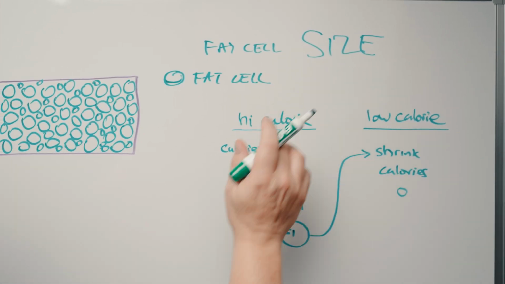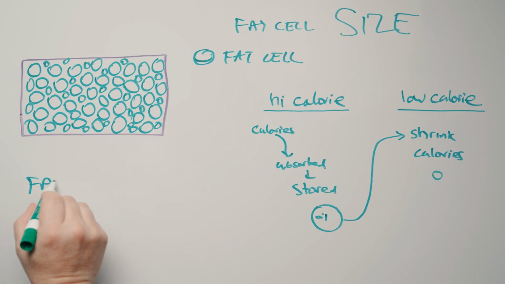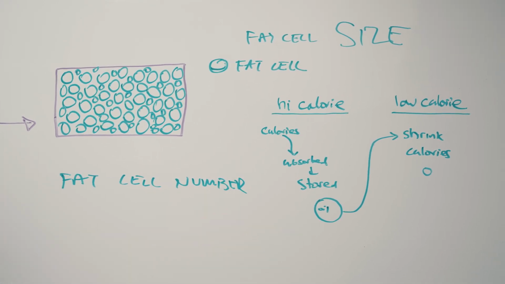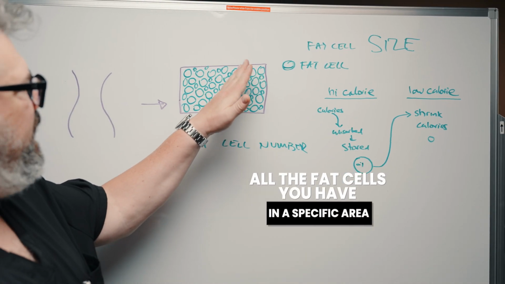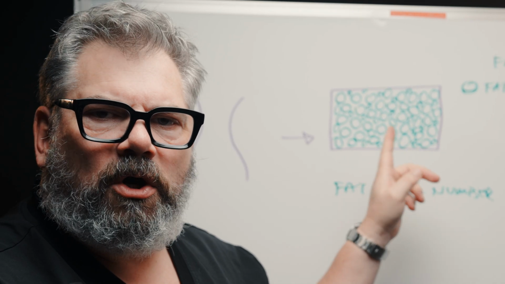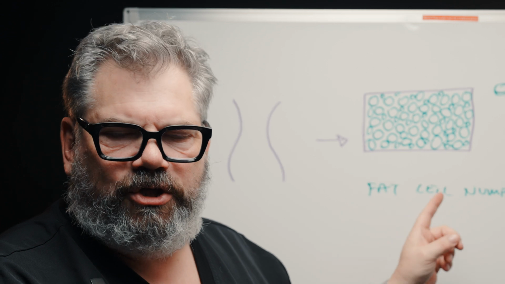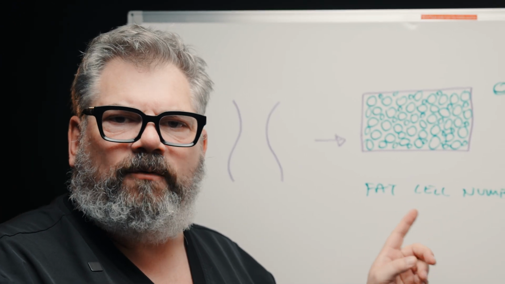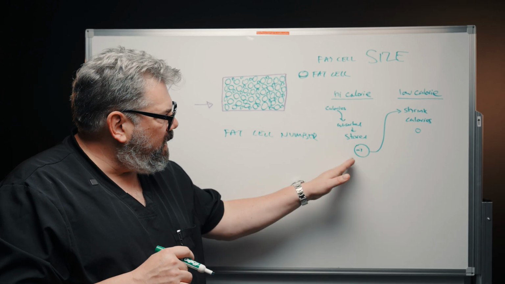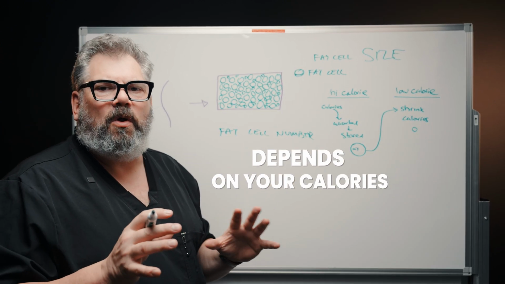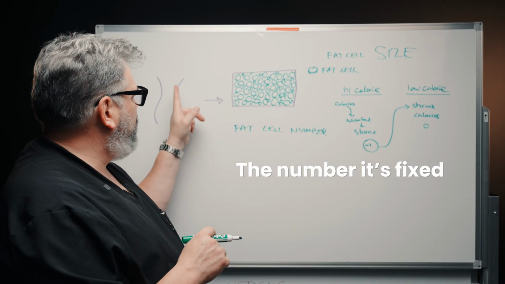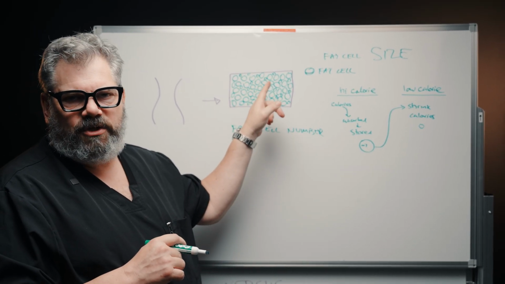That's different than fat cell number. Fat cell number is simply the number of fat cells that you have in there. Those are predetermined by birth, by your genes, as to how many fat cells you're going to have and where you're going to have them. What you do with those fat cells, whether they get bigger or they get smaller, depends on your calories. But the number is there. It's fixed. For this person, these are the number of fat cells that he or she has.